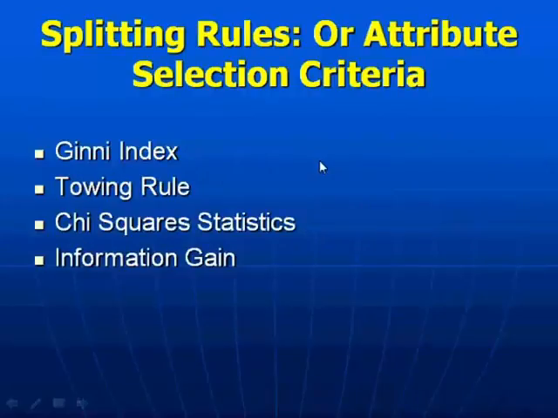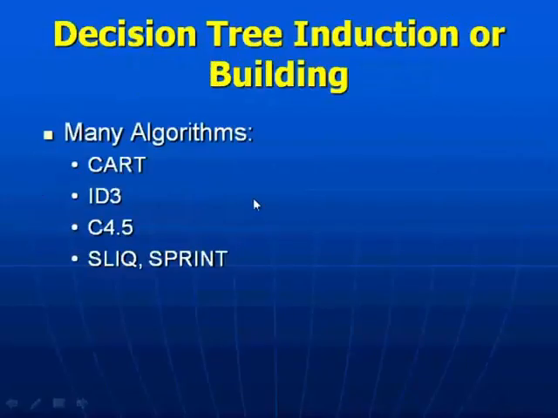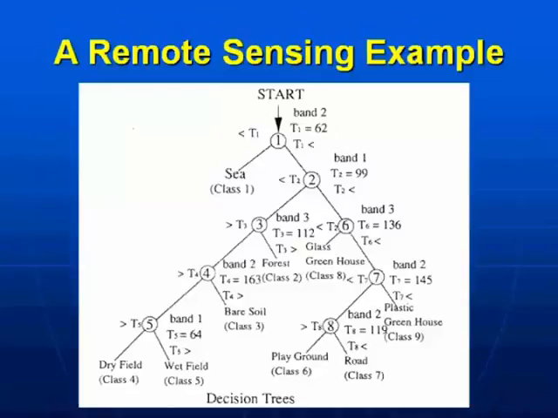When it comes to splitting rules or attribute selection criteria, we have the option of Gini index, Twoing rule, chi-square statistics, and information gain. And there are several decision tree induction or building algorithms which apply some of these rules, like CART, ID3, C4.5, and so on.